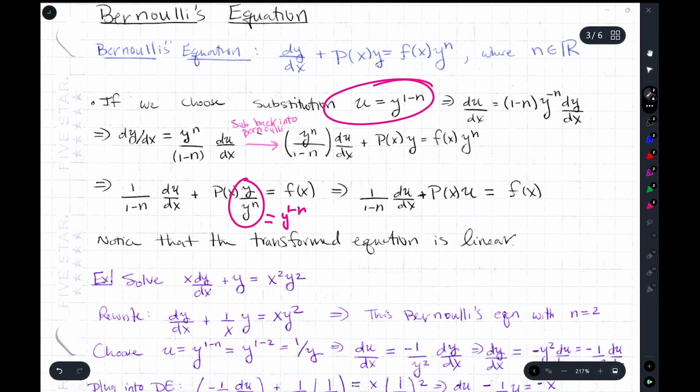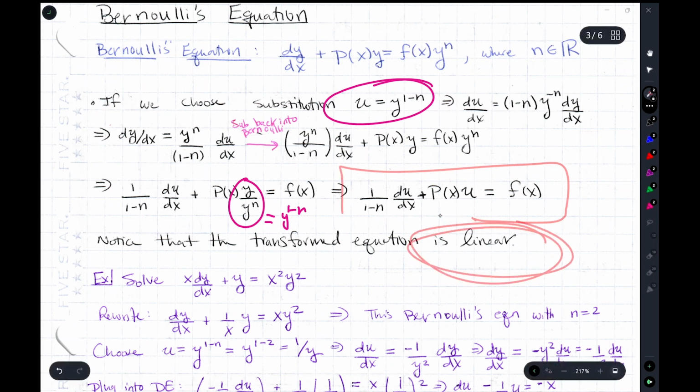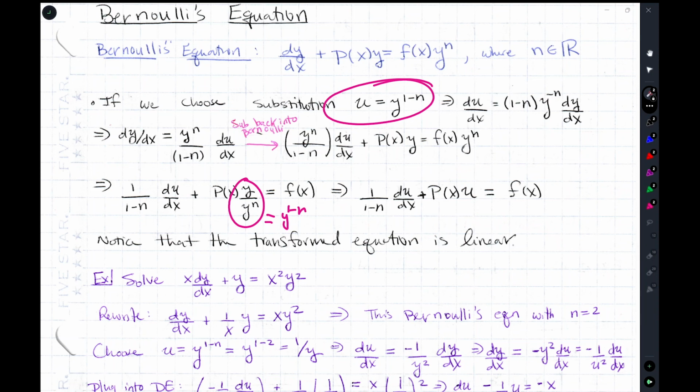So this is how the transformed equation looks, and something to note about it is it's linear. So we're in the domain of equations that we do know how to solve. We saw with the homogeneous equations, we were able to transform them to separable ones and solve them. And now we just saw with Bernoulli's equation, we're able to transform it into a linear one.